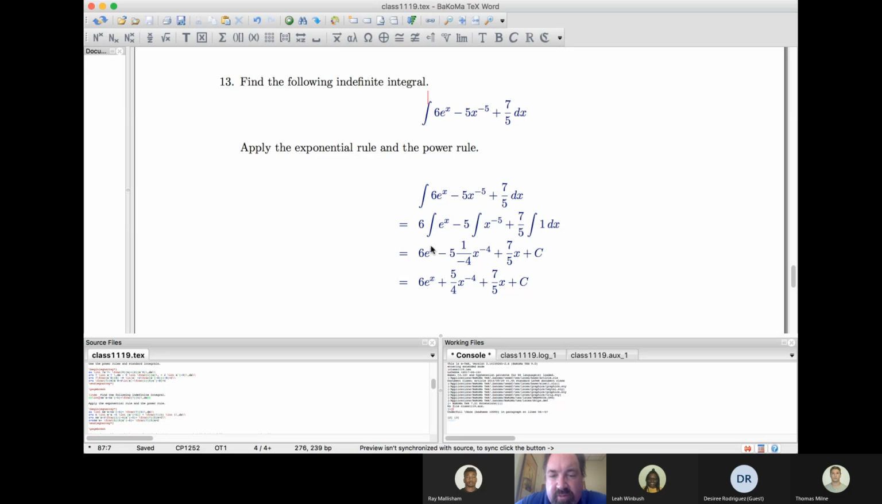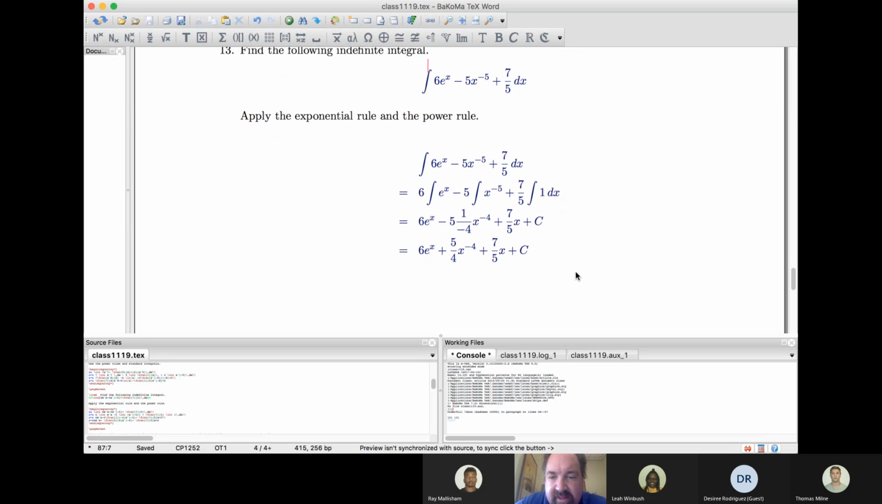E to the x is its own integral. So it's just e to the x. X to the minus 5 we use the power rule on. Again, careful with negative numbers. So it'd be x to the minus 4 over minus 4. And then the integral of 1 is just x. That's called the constant rule. So then we just clean up the constants from here. And there you have it.